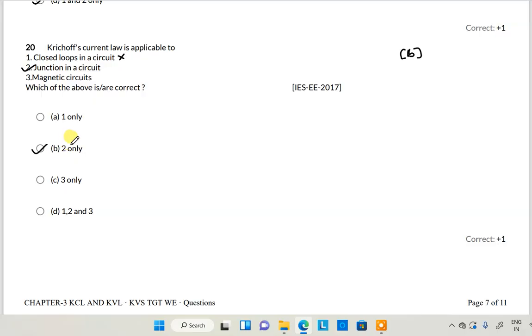I will explain here what is meant by junctions. For example, here different currents are entering or leaving. This particular point, call it a junction. Junction is a current meeting point. So then only KCL is applicable. Junction is present, that's why option B is the correct option.